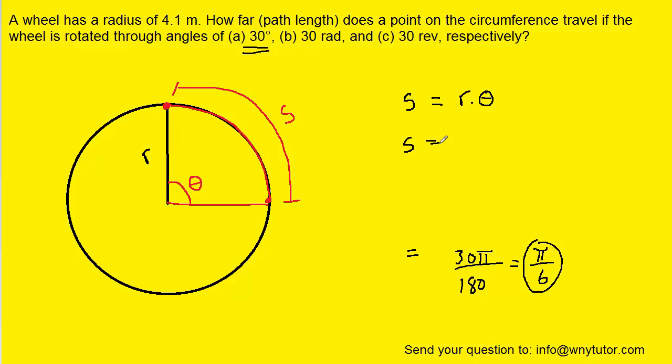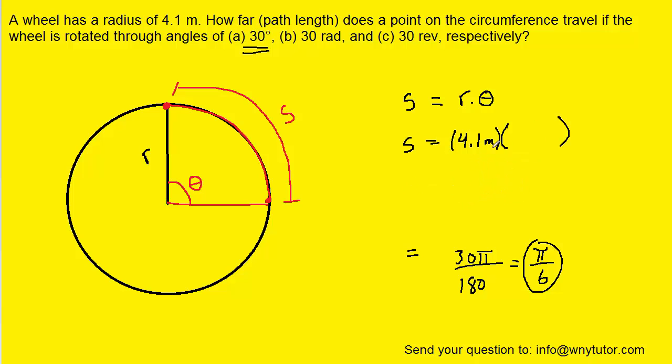So we'll plug in the radius first, which is 4.1 meters, and then the angle that we just figured out in radians, pi over 6. We could then pick up our calculators and simply multiply these two. And when we do that, we get 2.1 meters. So this would be the correct answer to part A.